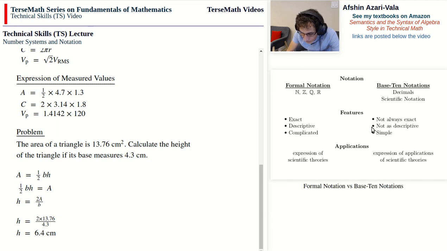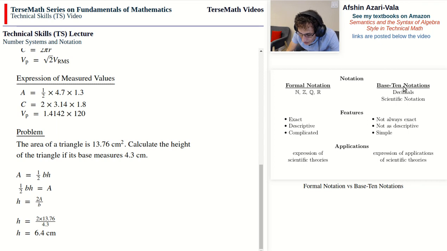Okay, so we have this diagram then: formal notation, base 10 notations. Formal notation is exact and descriptive, and it's used in the expression of scientific theories which require that we be exact, absolutely exact, not even the tiniest of roundings. And we have to be descriptive, so we can quickly look and say, we're talking about 3/8. 0.125 doesn't have that kind of an impact. But the formal notation is complicated.